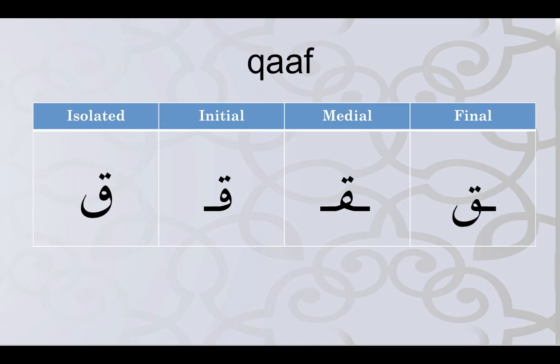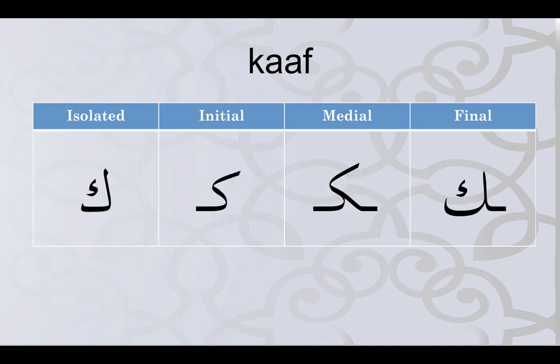Fa, Qaf. And notice you've already learned the isolated formats of these letters, but just look at the subtle differences between the letter Fa in its final form and the letter Qaf in its final form, and the letter Fa in its medial and initial forms and the letter Qaf in its medial and initial forms. Next we have the letter Kaf.